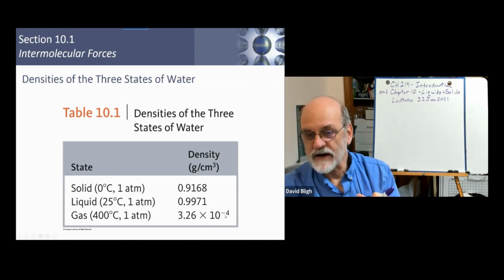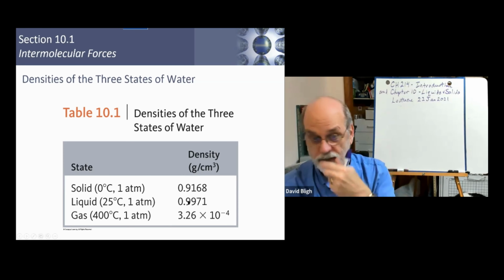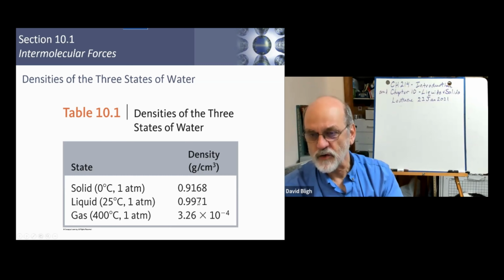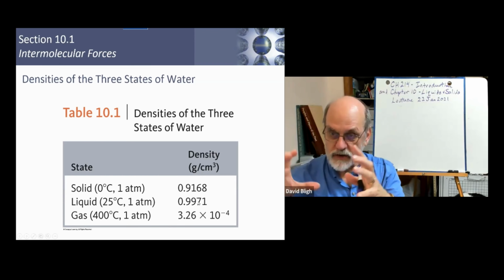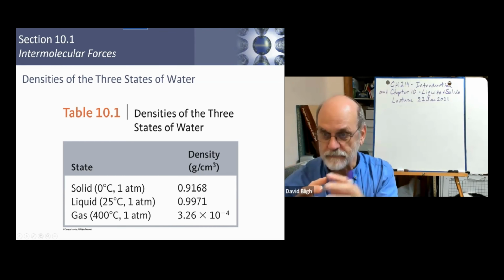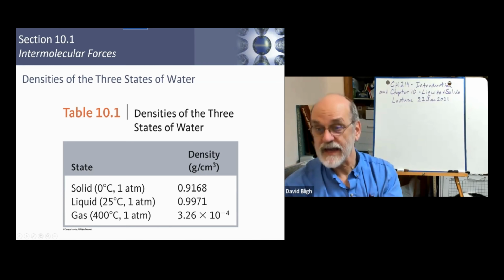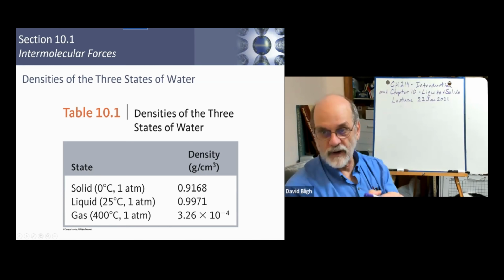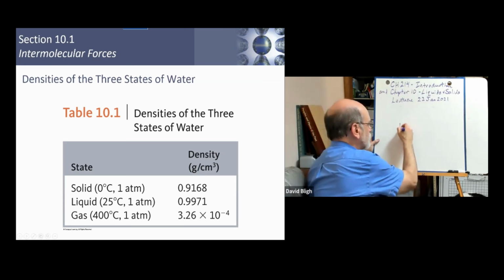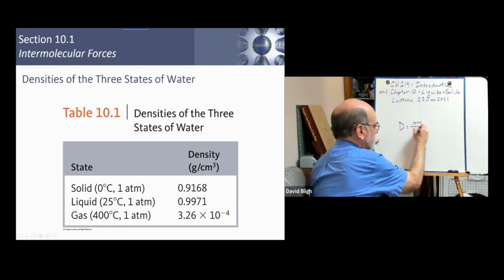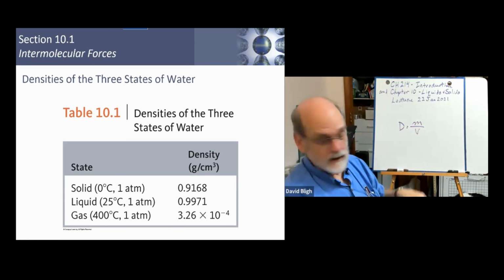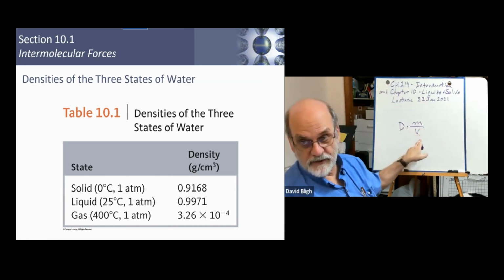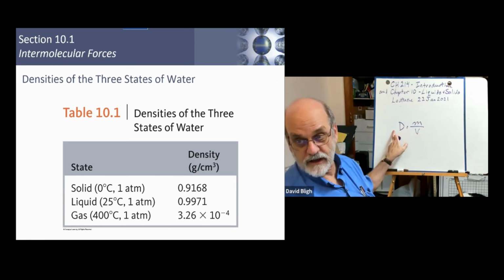We're going from 10 to minus 4 down to 1, basically. So the density is increasing because the atoms and molecules are getting closer together. They occupy less space with the same mass, right? So remember the definition of density, right? If the mass stays the same, but the volume gets smaller, then the density goes up.